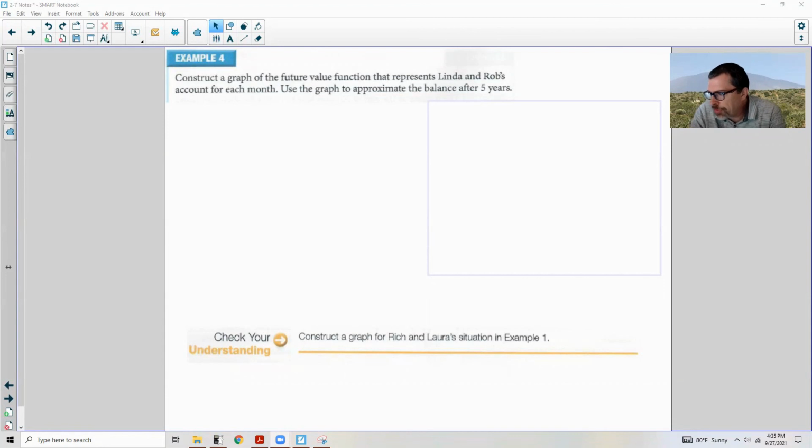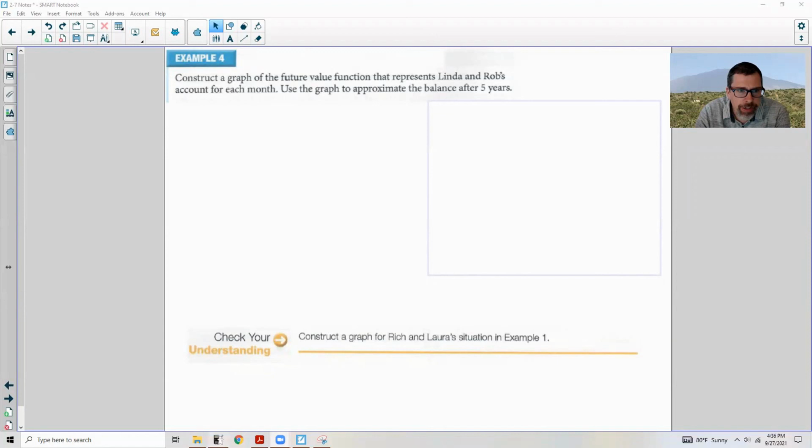So we're going to let X represent each of the monthly interest periods. The minimum value of X is 0, which corresponds with the opening of the account. The maximum value of X is 120 because Linda and Rob make deposits for 120 months, which is 10 years times 12 months. Okay, so use a graphing calculator to graph the future value function.